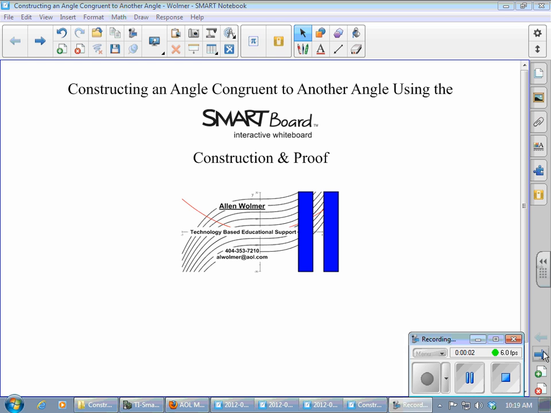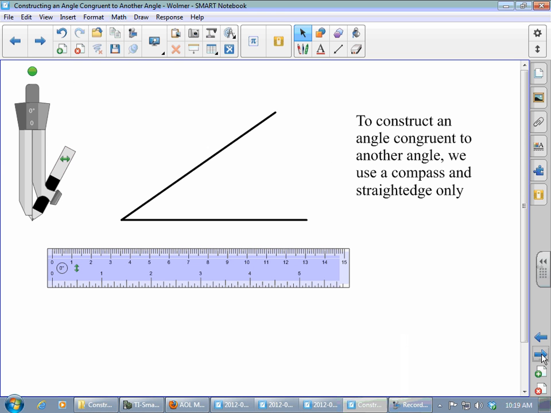This is Al Walmer. This segment is constructing an angle congruent to another angle. To construct an angle congruent to another angle, we use a compass and straight edge only.